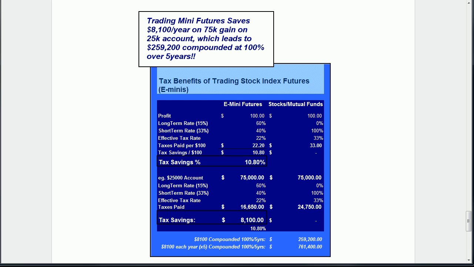And so we were talking about taxes. So the savings is $8,100 on a $75,000 gain, 60-40 split at the long-term rate, versus if you're trading stocks or if you're trading what have you, you're going to save quite a bit on taxes. So that's pretty pertinent information as we go into the year end.